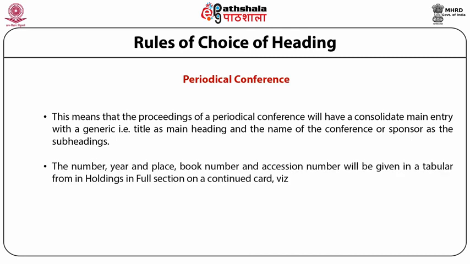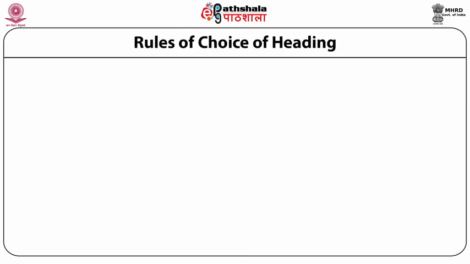The number, the year and place, book number and accession number will be given in a tabular form in holdings in full section on a continued card. For example, as in CCC, periodical conferences are treated as periodicals; they are catalogued as per rules of periodical.